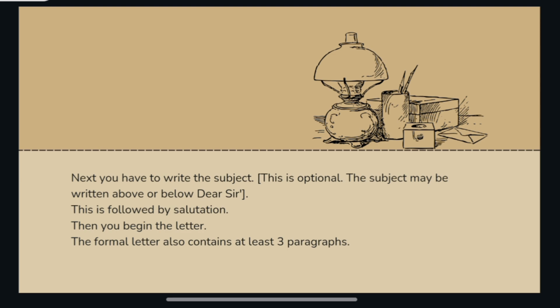Next is the conclusion or the third paragraph, which should contain the repetition of the problems you have written in the first paragraph, some suggestions for improvement, and also an appeal to take immediate action. Then in the last it comes signing off or leave taking. This is to be on the left side of the page. It can be yours faithfully, yours truly.